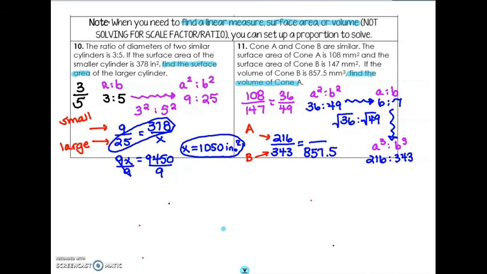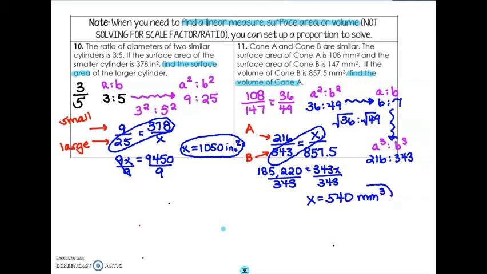X is going to go on top. Why? Because I don't know the volume of cone A, so I have to leave that as an unknown variable x. I cross multiply. 216 times 857.5 is 185,220. That's going to equal my 343x. I divide each side by 343 because I want to get x by itself. My answer comes out to be x equals 540. That is going to be the volume of cone A, so we're talking about millimeters cubed in this case.